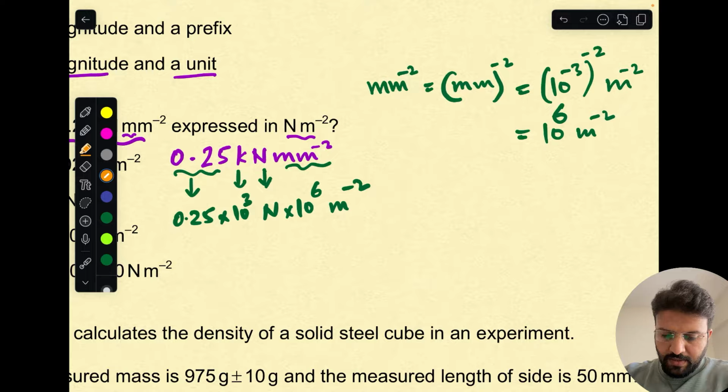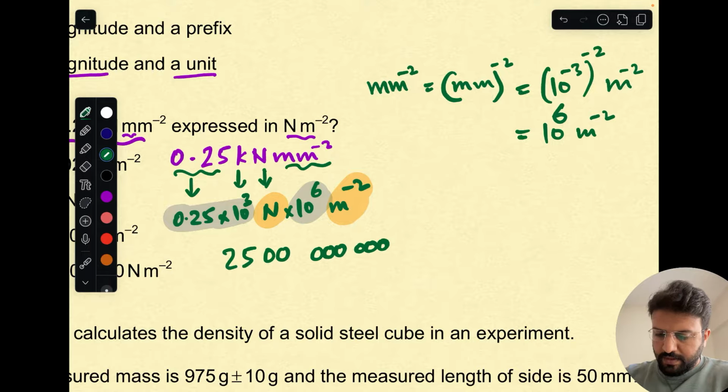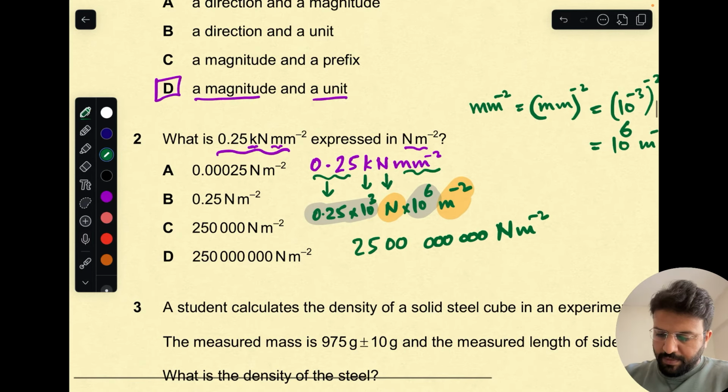Okay, now what we can do, we can separate these two and simplify, we can multiply these three with each other. Okay, so these will give you 250023 Newton per meter square when you multiply them. It's option D you have.